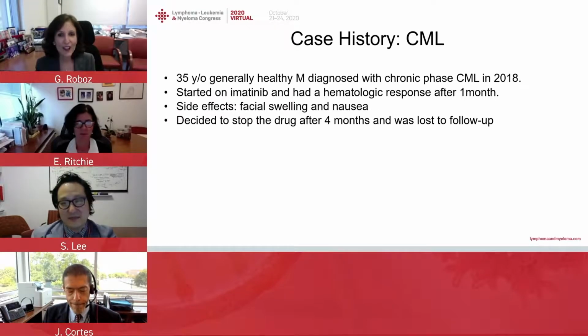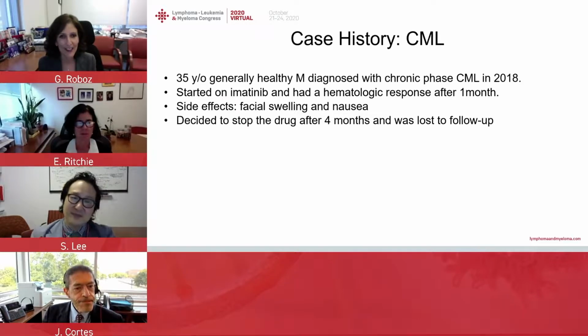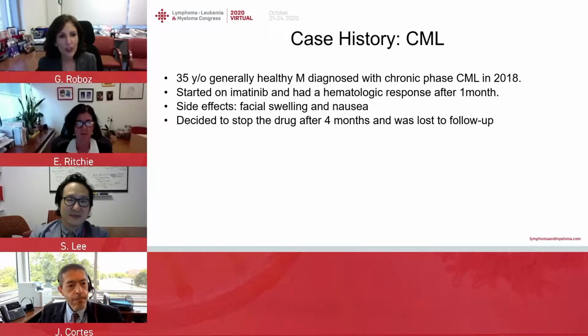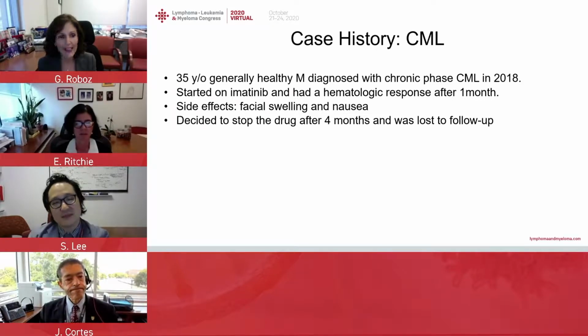I'm going to switch now to CML. The second part of the session was on MPNs, obviously with a featured talk on CML. This is one of Ellen's patients, a 35-year-old generally healthy man diagnosed with chronic phase CML in 2018. Started on imatinib and had a hematologic response pretty quickly after a month, but had side effects of facial swelling and nausea. And he decided to stop the drug after 4 months and was lost to follow-up.